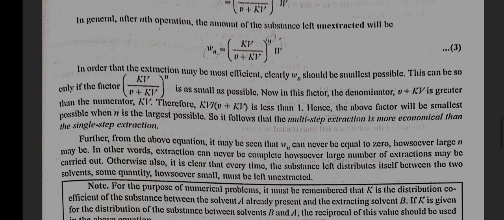Now in this factor, the denominator V plus Kv is greater than the numerator Kv, then Kv divided by V plus Kv is less than 1. Hence the above factor will be smallest possible when n is the largest possible. So it follows that the multi-step extraction is more economical than the single-step extraction.